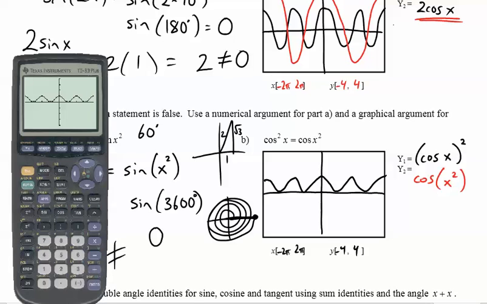Whereas my cosine x squared is really weird.